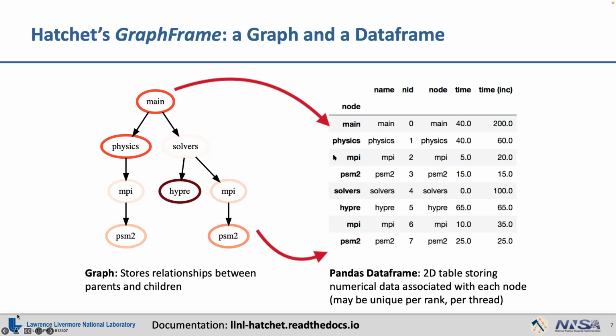And this you can think of as a two-dimensional table. In pandas, it's called a data frame, and this is storing all of the metadata that's associated with each node, such as the file where it occurred, maybe the particular rank that called it, how much time it took to run that particular function. And so we can use this node column here in the data frame to map into the graph structure to determine where it is in this graph and determine what is the parent and what is the children of that particular node.